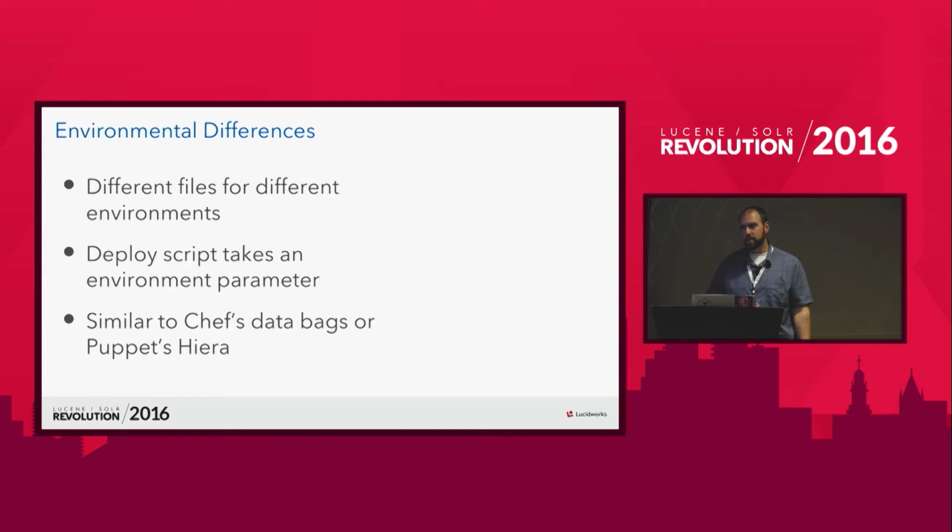Chef has the concept of encrypted databags, and Puppet has a plugin for Hiera called Hiera eYAML, where if you had usernames and passwords or keys that were stored in your configuration in any spot, you can make sure that those were not in clear text in your version control system. I have a bit of a security background, so I've yelled at a number of people for that in my career.